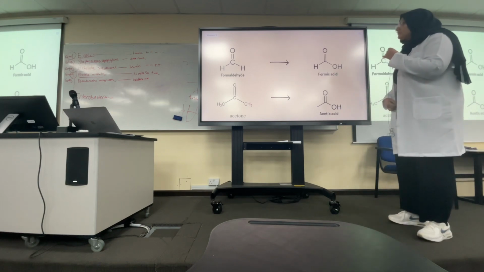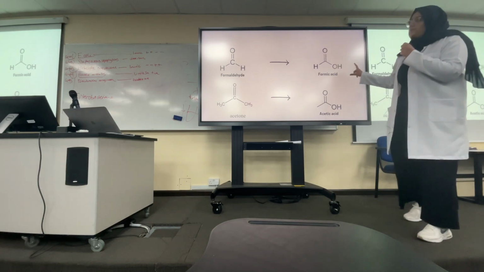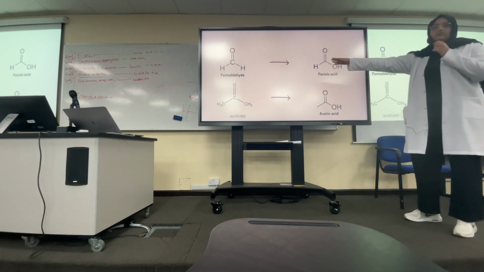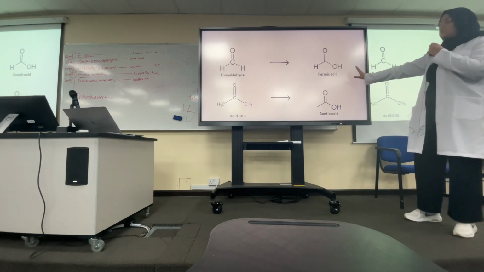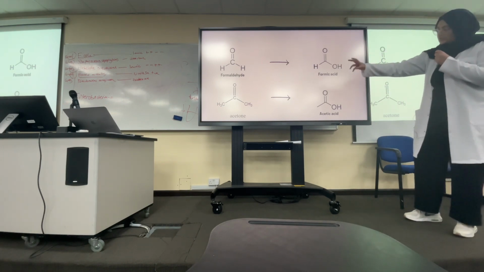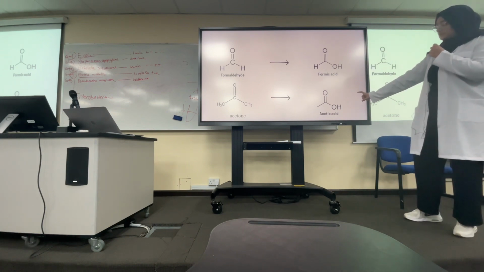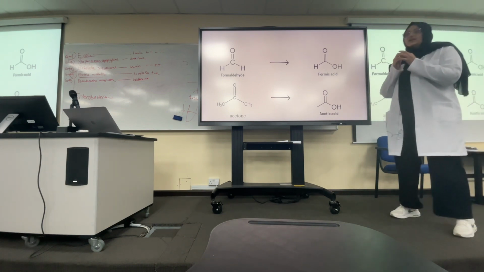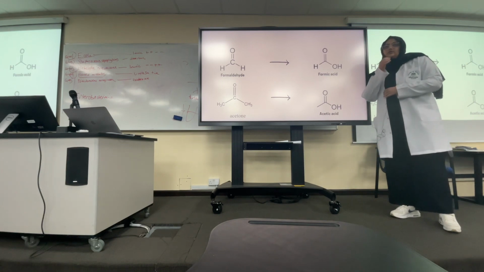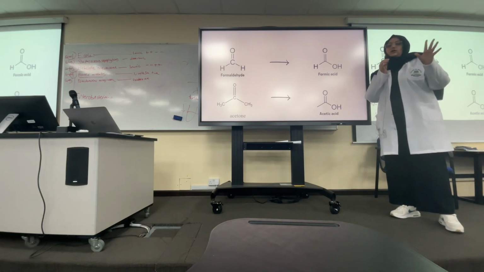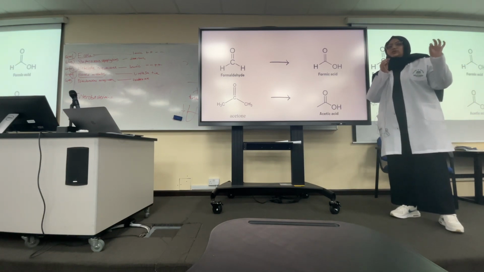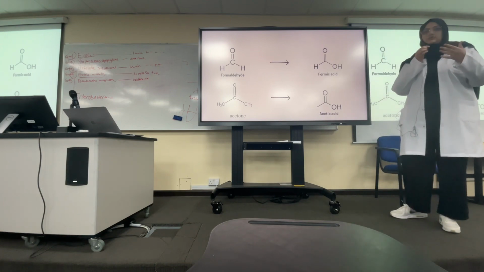Okay, so this one, memorize them. We know formaldehyde, right? Formaldehyde's acidic form is formic acid. Acetaldehyde's acidic form is acetic acid. Now, if I ask you, for example, true or false about carboxylic acids: carboxylic acids with a small number of carbons have distinctive smells. True or false?